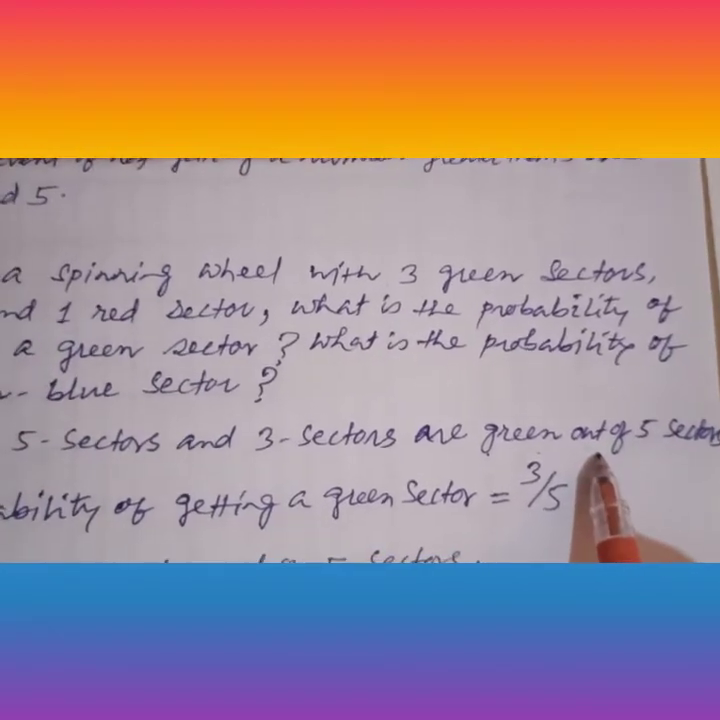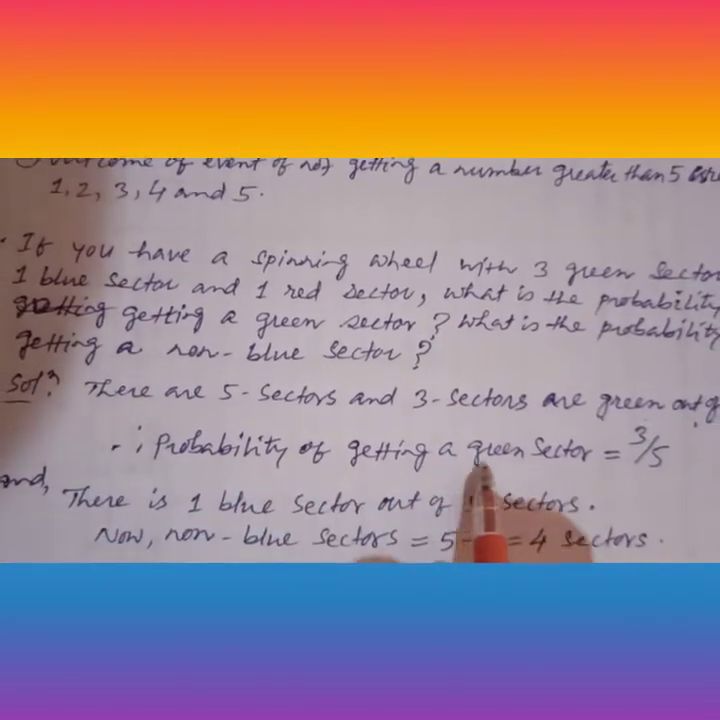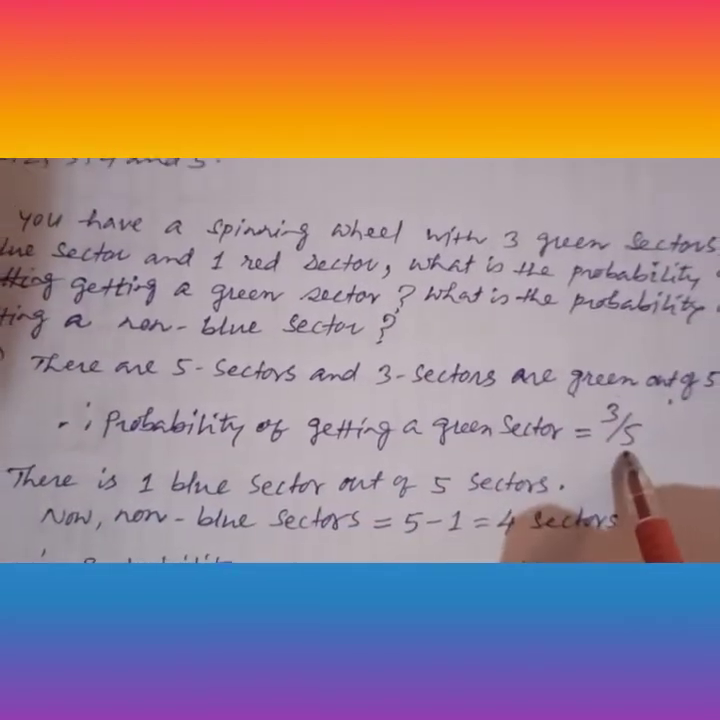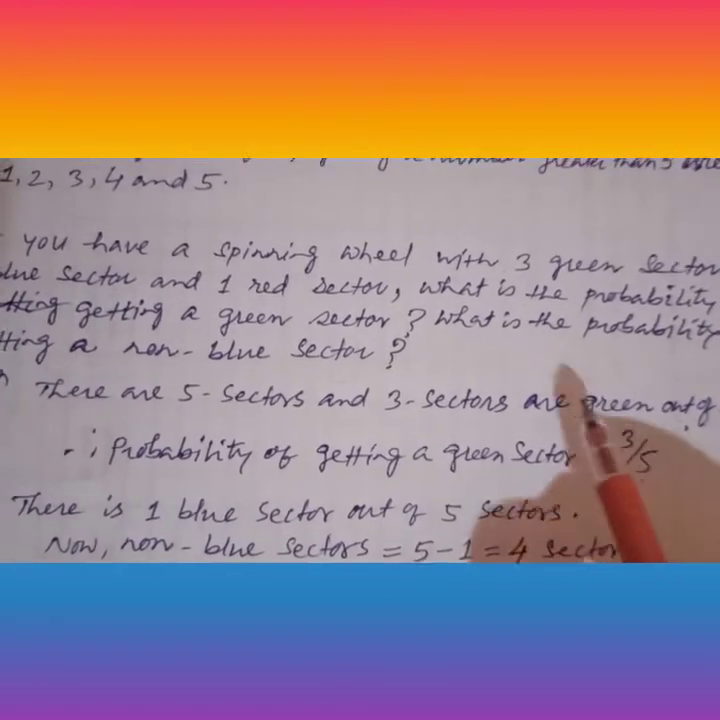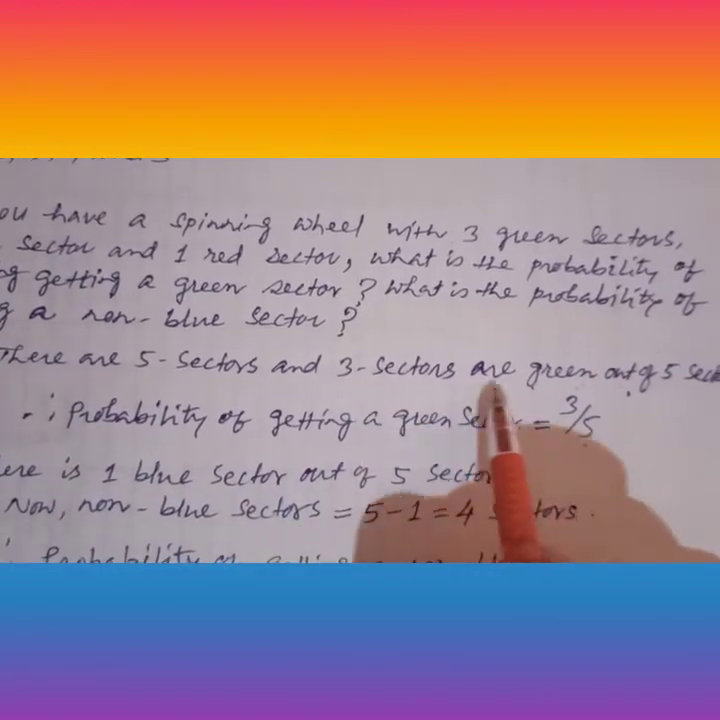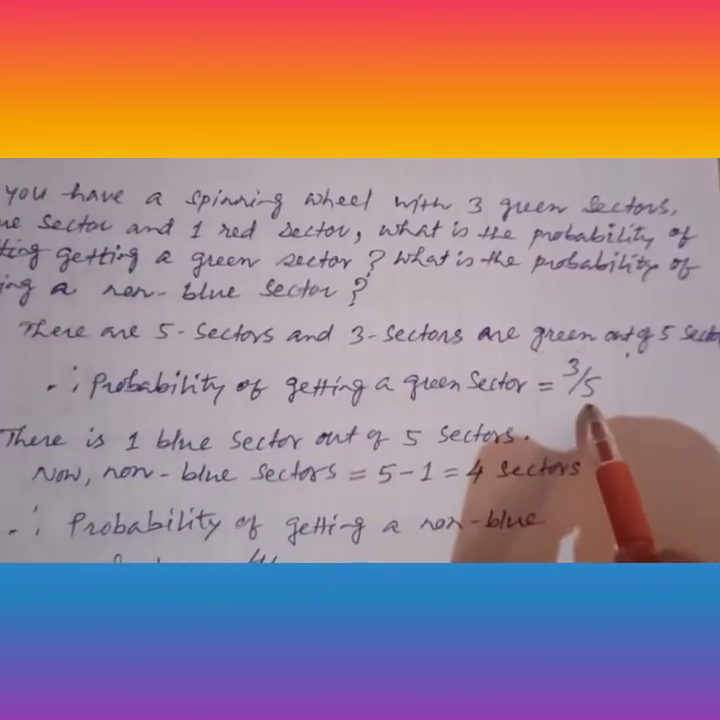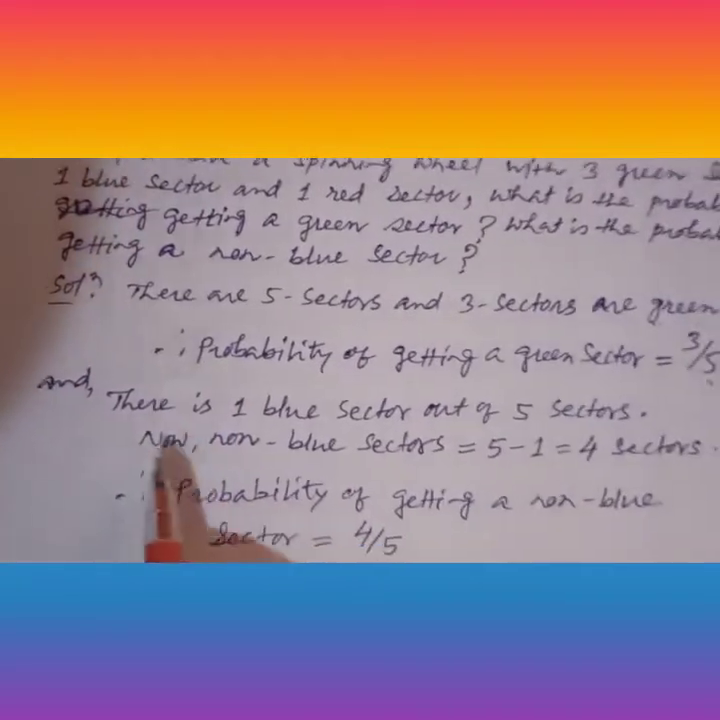So I hope up to here you understood properly. Therefore, the probability of getting a green sector will be 3 by 5. The total is 5 sectors. Out of them we have got 3 sectors for green. So the probability will be 3 by 5. Okay, so next question's answer.